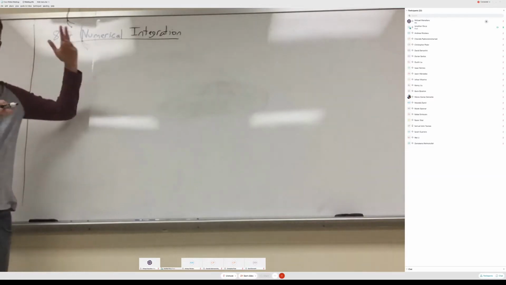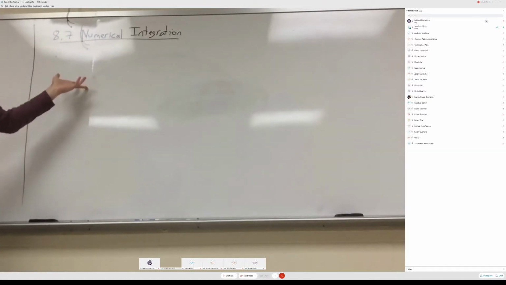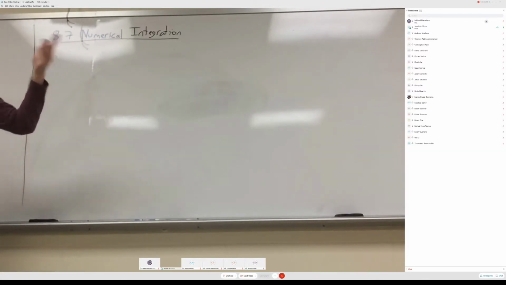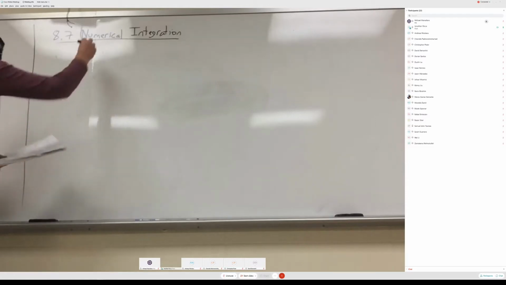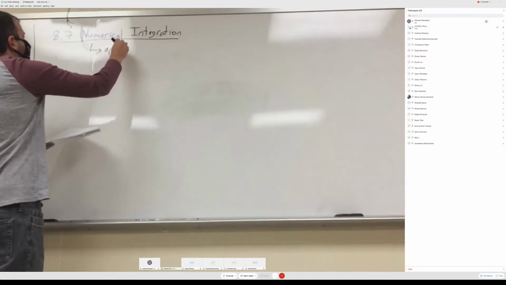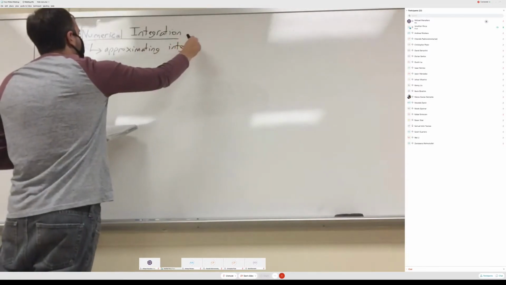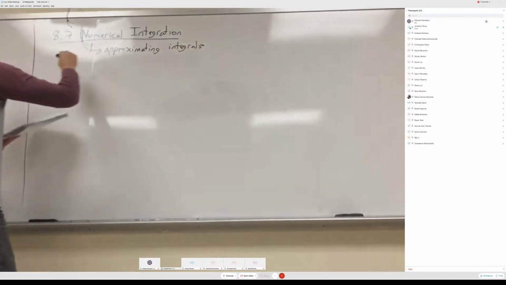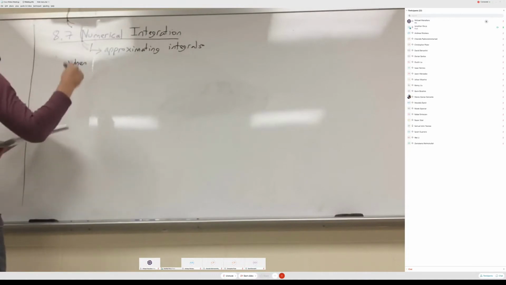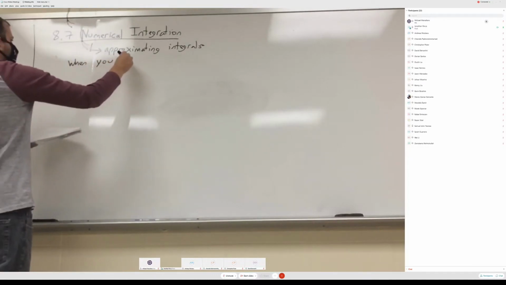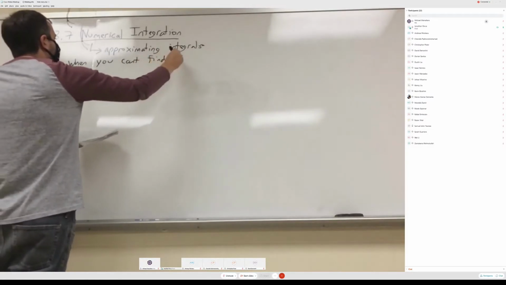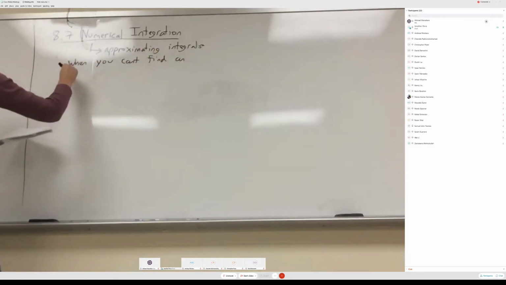However, numerical integration is like the backbone of how math really gets done. Because what really does happen is you use a computer or use a calculator. Well, how do all those things know what an integral of something is? And the basis for that is what we call numerical integration. So the idea here is that we're going to be approximating integrals when we can't find an antiderivative. So when you can't find an exact antiderivative by hand.